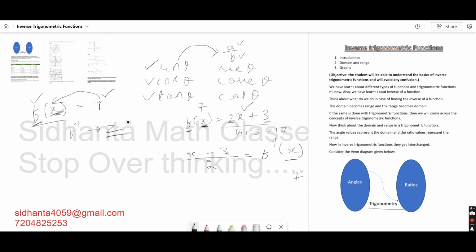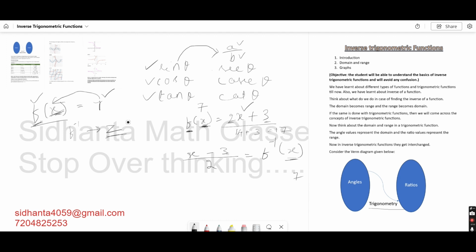So the value I need to get depends on the function that I am using. Variable, I can use anything. If you want to use y, you can use y also. If you want to use z, you can use z also. Doesn't matter. So yeah, this is what the inverse of a function is.